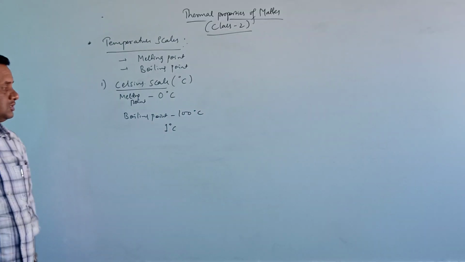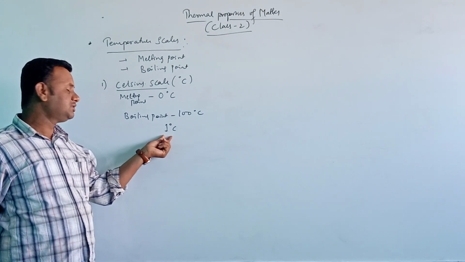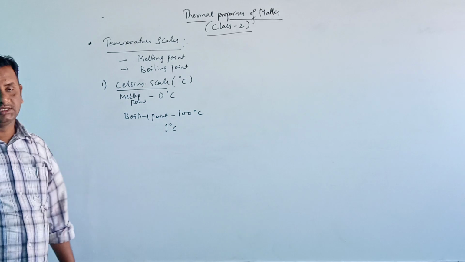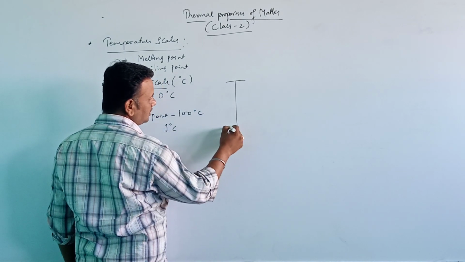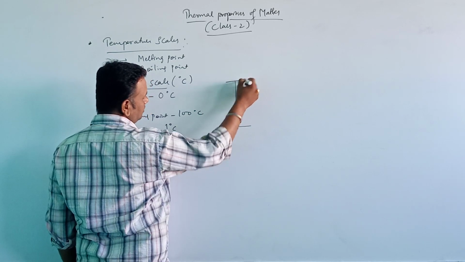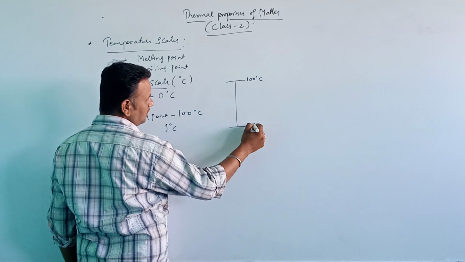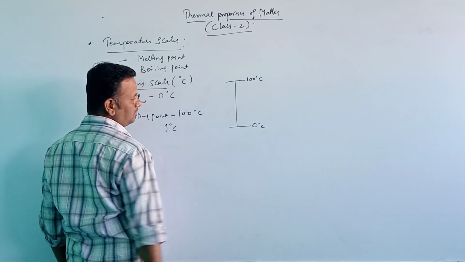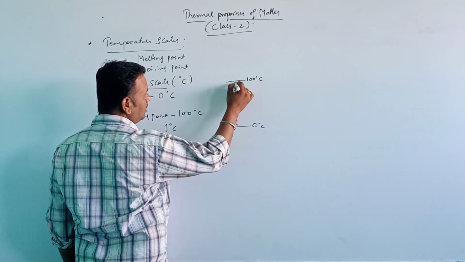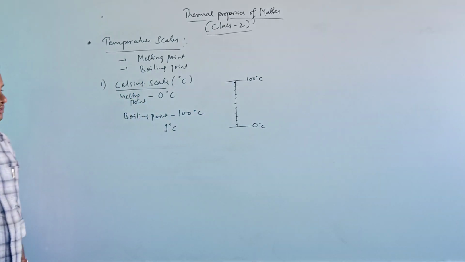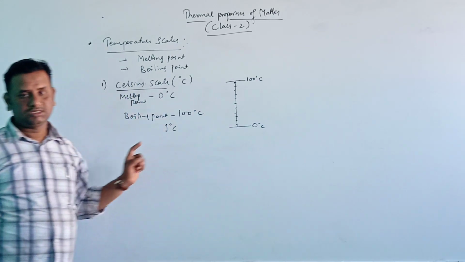In this scale, each part or each division is how much? That is 1 degree Celsius. You should remember that in this scale, the boiling point is 100 degrees Celsius and the melting point is 0 degrees Celsius. In between, we have 100 divisions, so each division is 1 degree Celsius.